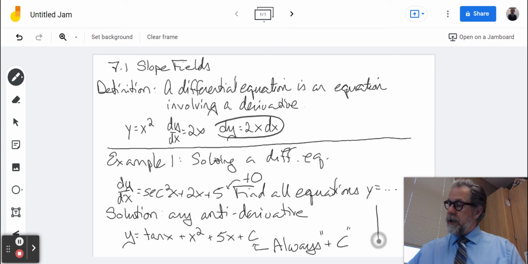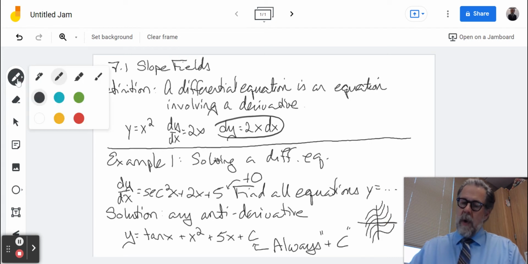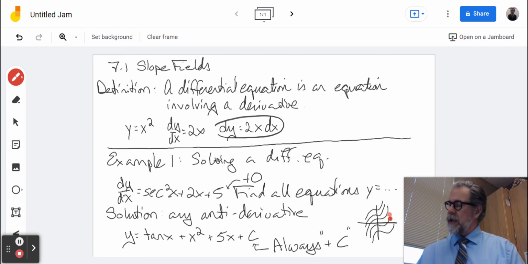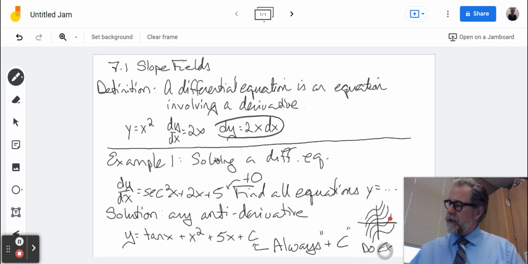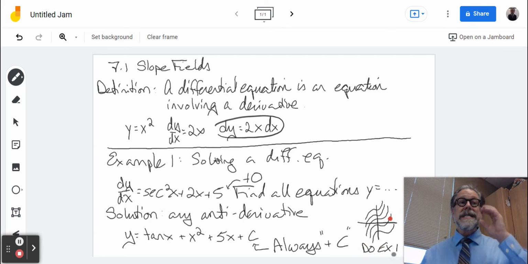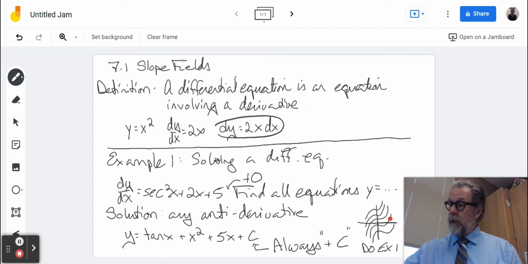Unique solutions. Here's the problem with unique solutions. If this is a function, notice that each of these functions will have the same derivative. If you want to find the value of c, you have to be given some point on the graph, which then says, aha, it has to be the one that goes through that point. We will come back and talk about that later. And in the meantime, my students go ahead and do exercise 1 out of the textbook, and we'll come back with example 2.